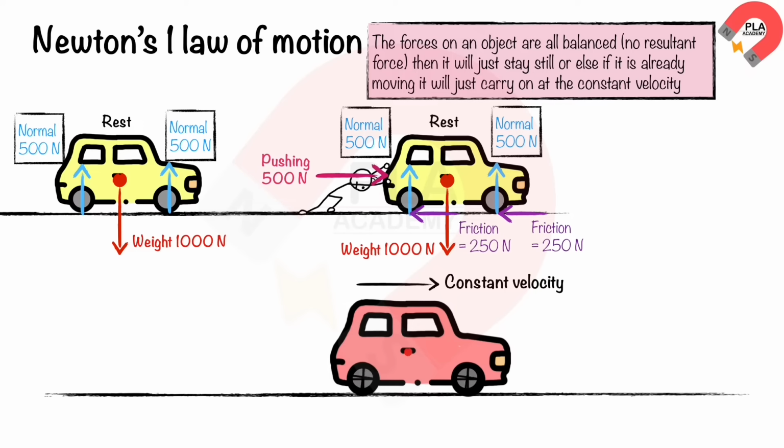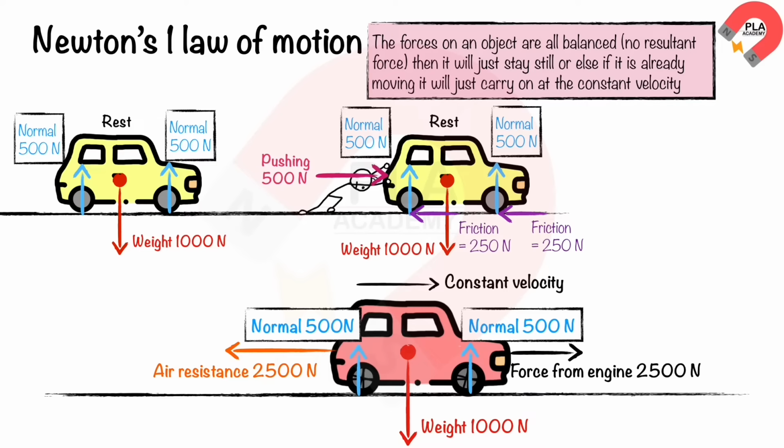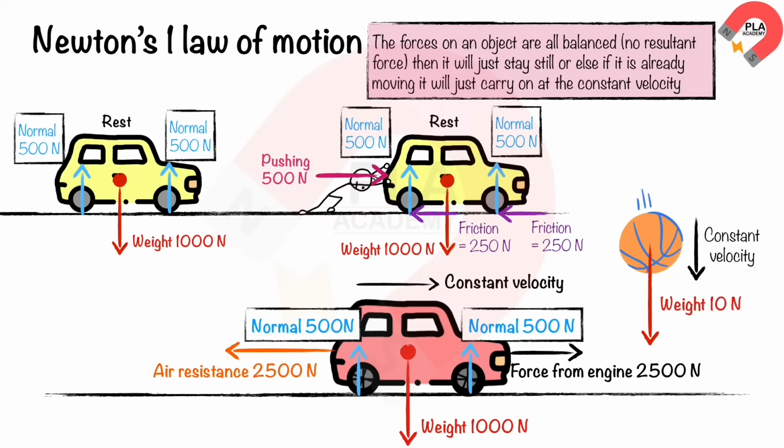So, the car's weight acts downward to equal the total normal forces acting upward. The force from the engine, 2,500 newtons, acting forward is balanced with the air resistance, 2,500 newtons, acting backward. When a ball is falling down with constant velocity, the forces on it must be balanced. The downward weight, 10 newtons, is balanced with the total upward upthrust, 1 newton, and air resistance, 9 newtons. So, we can conclude that when there is no resultant force, or balanced force, the object is stationary or moving with constant velocity, and its acceleration is zero.